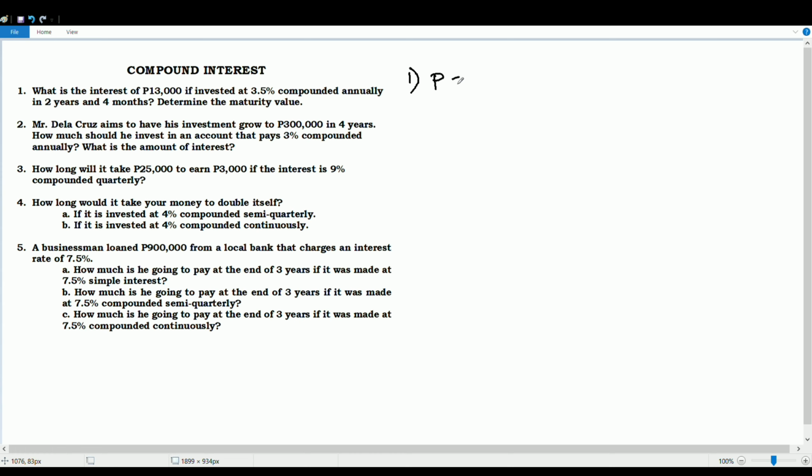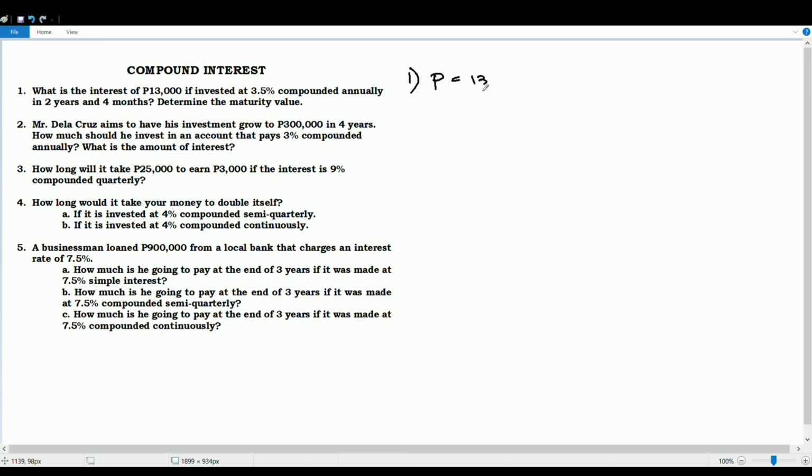So we have P, the principal amount or the money being invested, that is 13,000 pesos. And we have the rate R, because it is compounded annually or once a year. So that is 3.5%, which is the same as 0.035. Followed by the term, which is 2 years and 4 months. This is the same as 2.33 years. Okay.